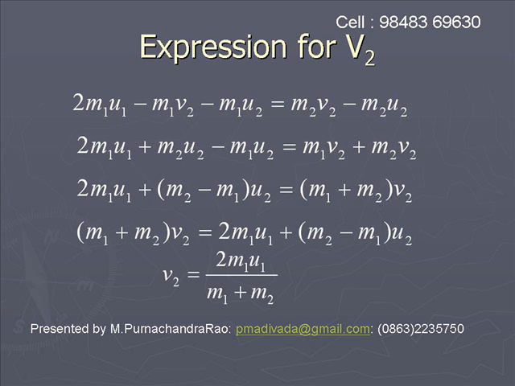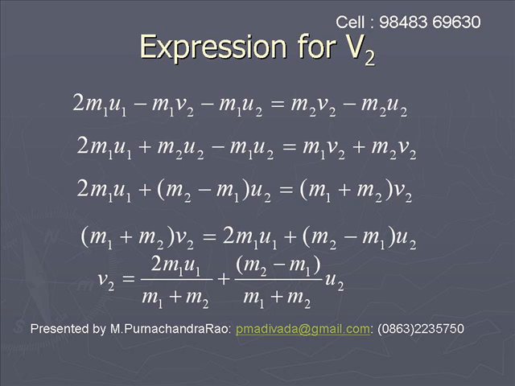So, by keeping v2 and transferring m1 plus m2, we will get v2 is equal to 2 m1 u1 by (m1 plus m2) plus (m2 minus m1) by (m1 plus m2) into u2. This is the expression for v2. From this relation, we can calculate the final velocity of the second body after collision.